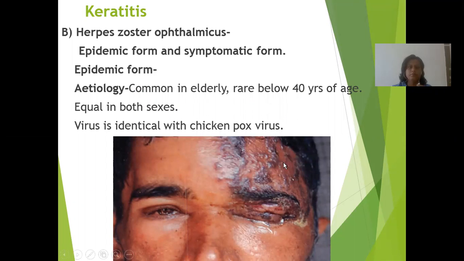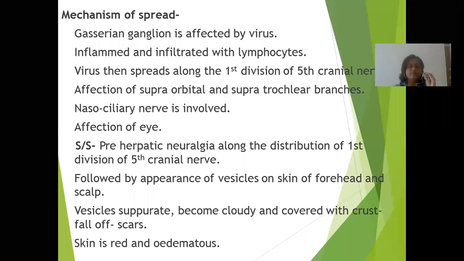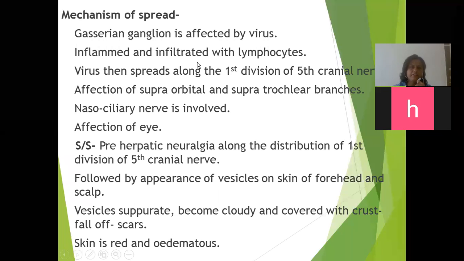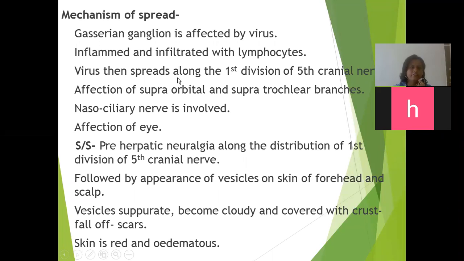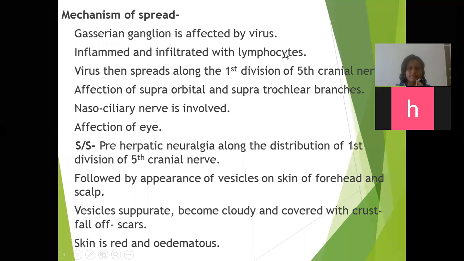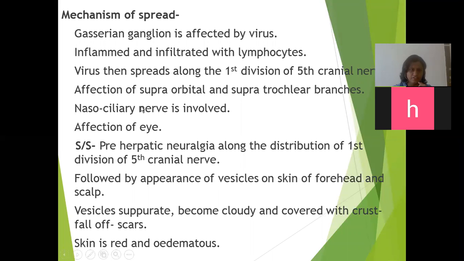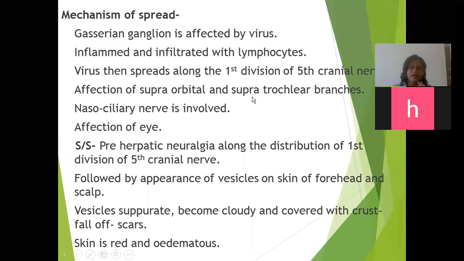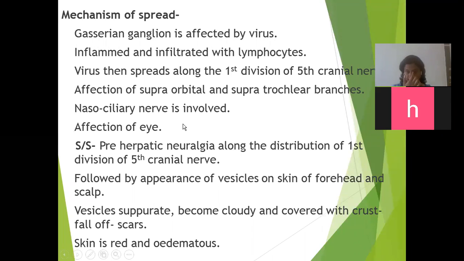So this is a diagram of herpes zoster ophthalmicus. The mechanism of spread is that the Gasserian ganglion is affected by the virus, inflamed and infiltrated with lymphocytes, and the virus then spreads along the first division of the fifth cranial nerve, affecting the supraorbital and supratrochlear branches. The nasociliary nerve is involved. Then there is the affection of the eye.